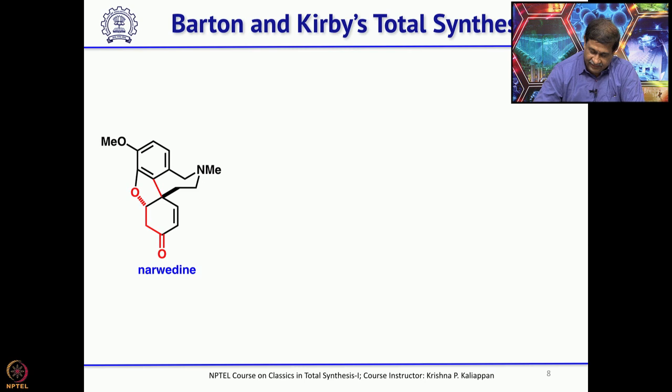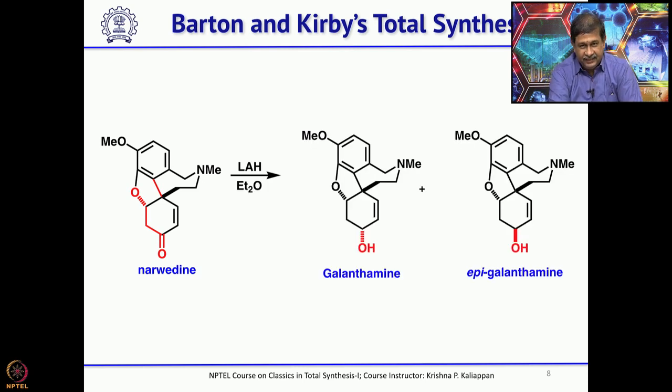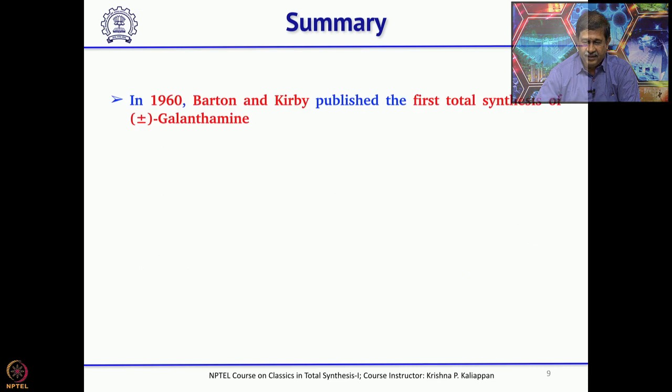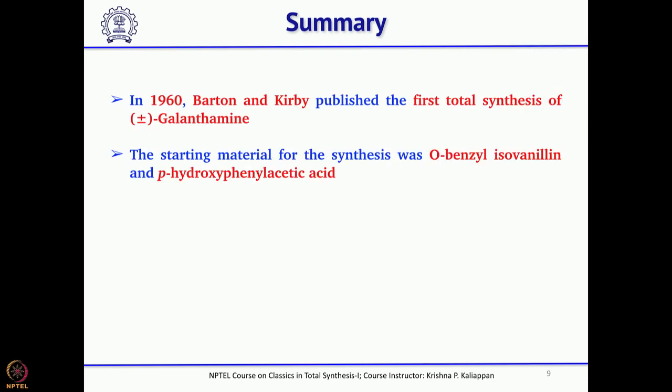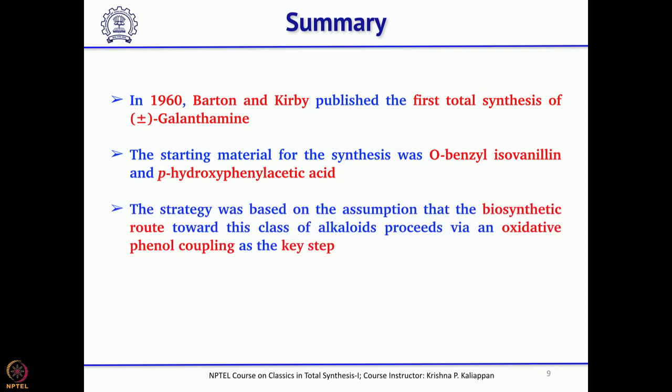Now, this norvadine, if you reduce it with LAH, you get a mixture of galanthamine as well as epigalanthamine, where this particular stereocenter is opposite. So this is how Barton and his group completed the total synthesis of racemic galanthamine, and this was the first total synthesis, and the starting materials are isovanillin and para-hydroxyphenylacetic acid. And the key reaction, I already mentioned, was the oxidative phenolic coupling.